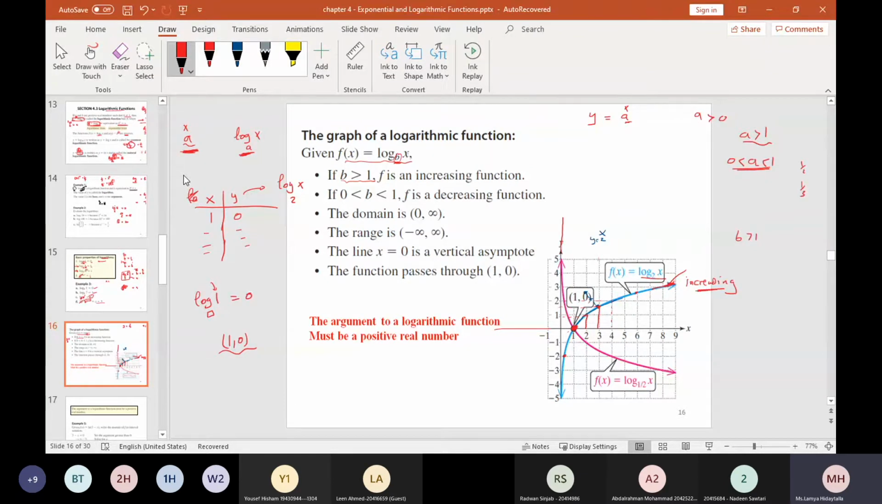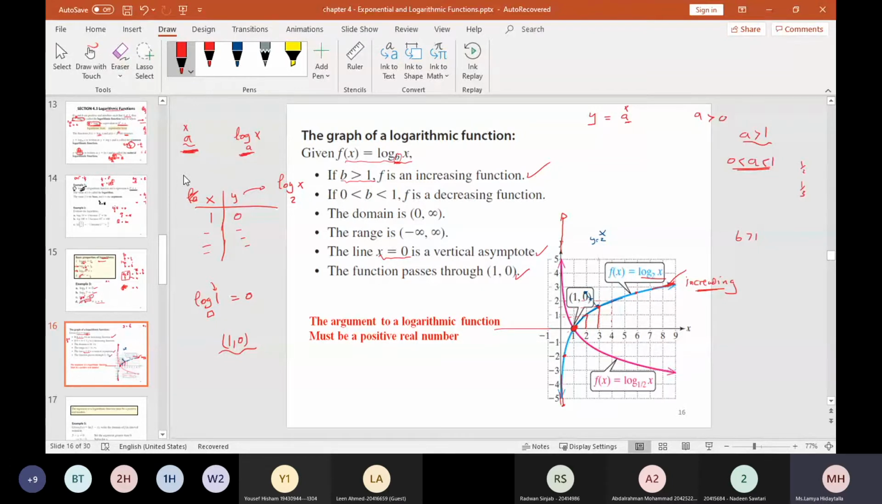Okay, what is the asymptote? It will never cross the y-axis. So the y-axis is an asymptote for the function. It will never cross this. So the y-axis is an asymptote. So the first thing: when b is greater than 1, it is an increasing function. The line which is the y-axis, what is its equation? x equals 0, a vertical asymptote. It's passing through the point (1, 0).